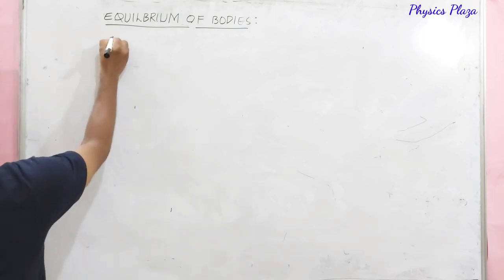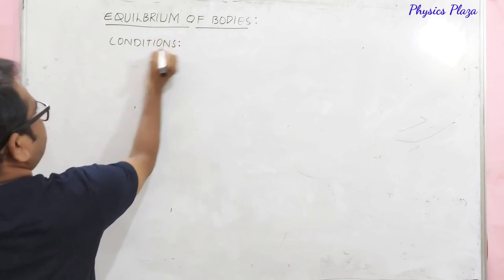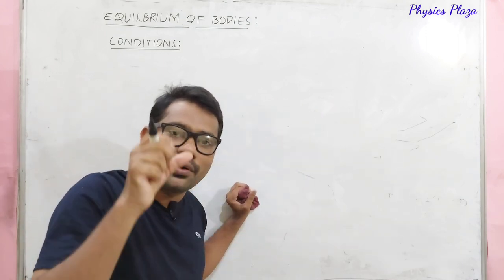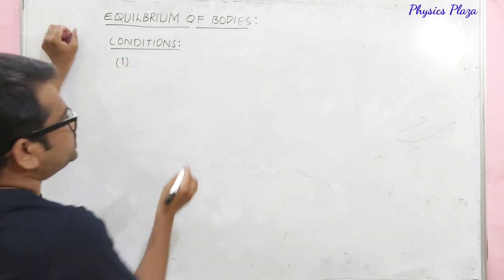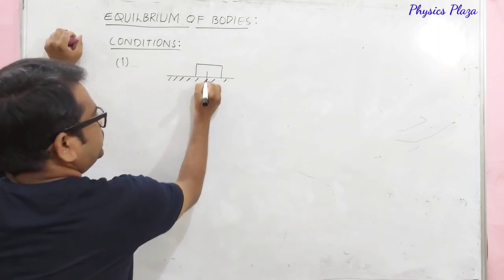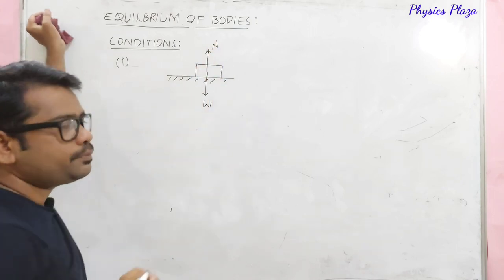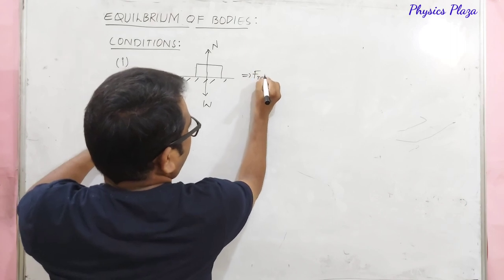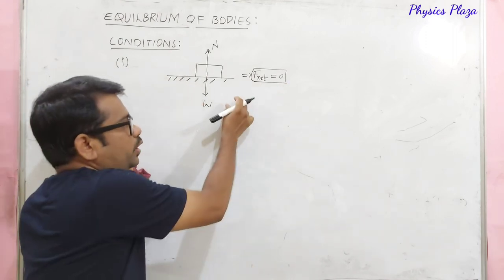So, let us see the conditions. Children, from the examination point of view, this is very, very, very important. There are two conditions, so with examples, let us learn. Of course, we already discussed those examples. Again we are going to take them in order to understand the conditions. So, first condition, dear children: let us take an object such that here weight is acting in the downward direction and here normal reaction is acting in the upward direction. So, in this case, the net force is 0. F net is 0. So, we can say that this body is in equilibrium.